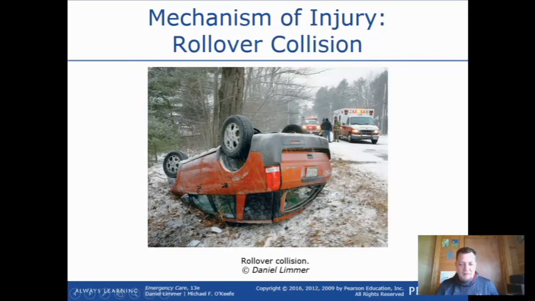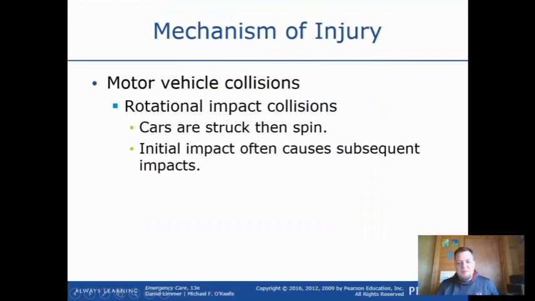Okay, rollovers, again, you can see down here how much stuff was in that vehicle and how much of it can be a projectile inside that vehicle. So rotational impact collisions, these are cars that are struck and then spin. The initial impact often causes subsequent impacts. So that vehicle is going to spin, and it's going to hit a tree, it's going to hit a pole, could hit another vehicle. So lots of impacts could be caused.